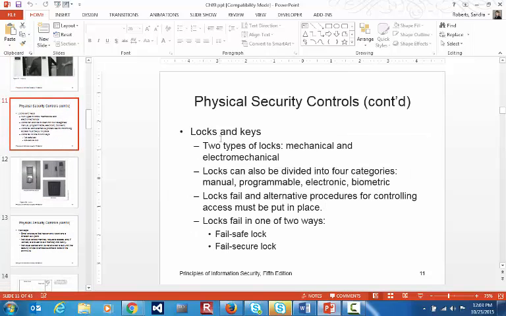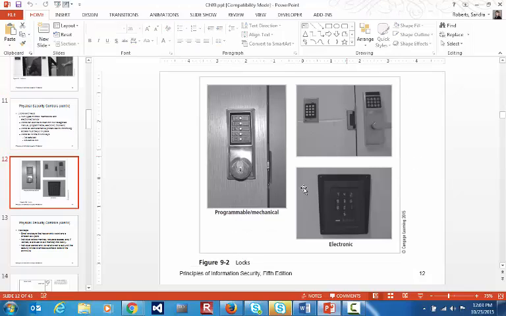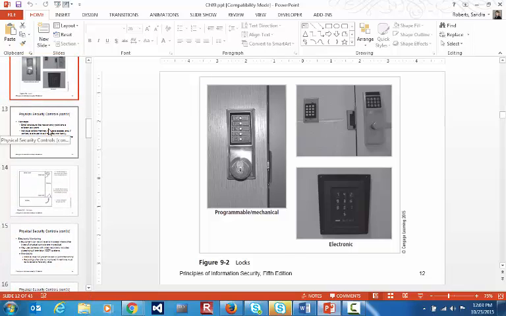Okay. Locks and keys. You've often heard the saying that locks only keep out honest people. But they can fail. People can use a credit card. Some are better than others, with the keypad there for entry.